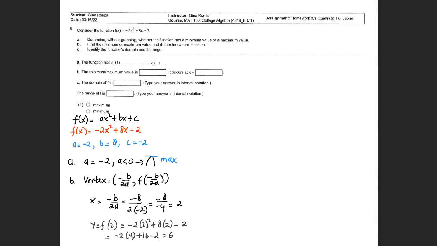Yeah, the vertex is this color. Vertex is 2 and 6. So the maximum value is, it's right down here over here. The maximum value is 6. Okay, at x equal 2. Okay, this is for B.